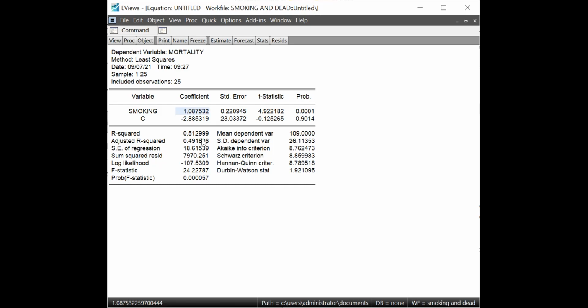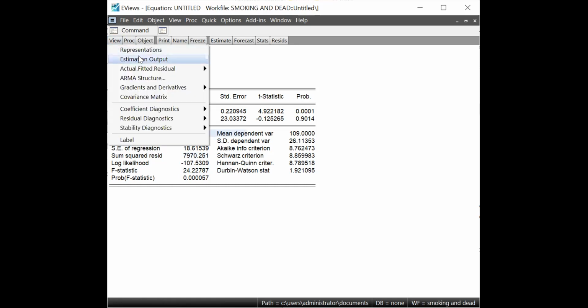We have here R square. I explained already last week. Okay, adjusted R square. I will explain it later because adjusted R square is better to explain in a multiple regression model. This is the standard error of regression. Sum of squared residuals here. Okay, we have the F statistic. We have the mean of the dependent variable and so on.